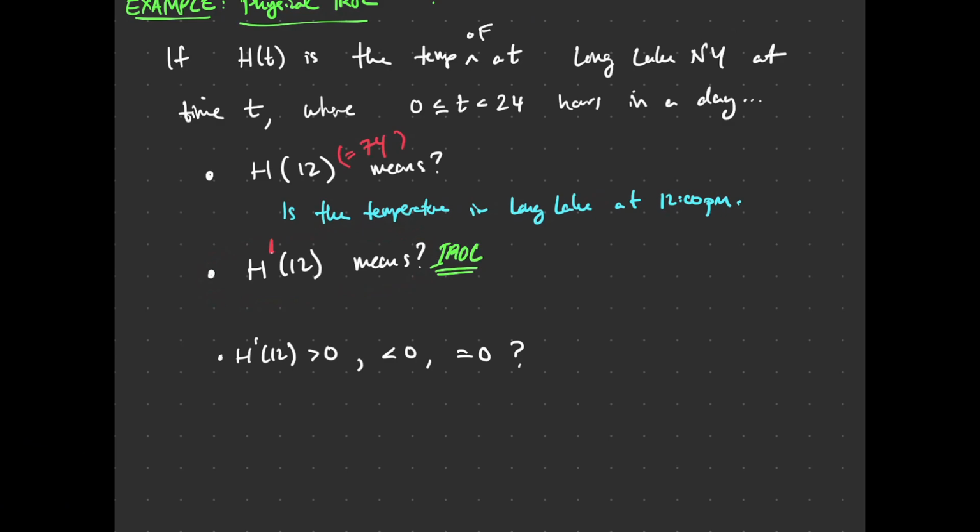What it means, if we unpack the notation, is the limit as delta t goes to 0 of delta h over delta t. This carries the units of what? Degrees Fahrenheit over hours.